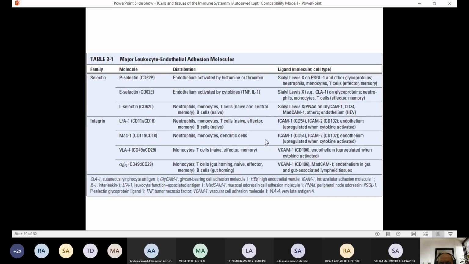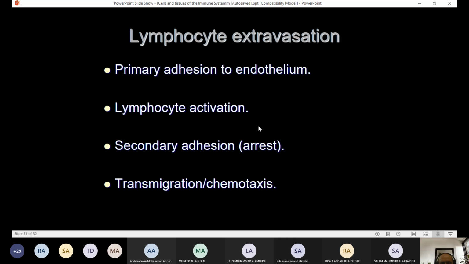ICAM-1, for example, and so on, cell adhesion molecules, and which part they are going to bind to in the slowing of the process, in the homing, the trafficking and the re-trafficking. We have cell adhesion molecules that are here to slow the process and then to bind to the allocated areas.